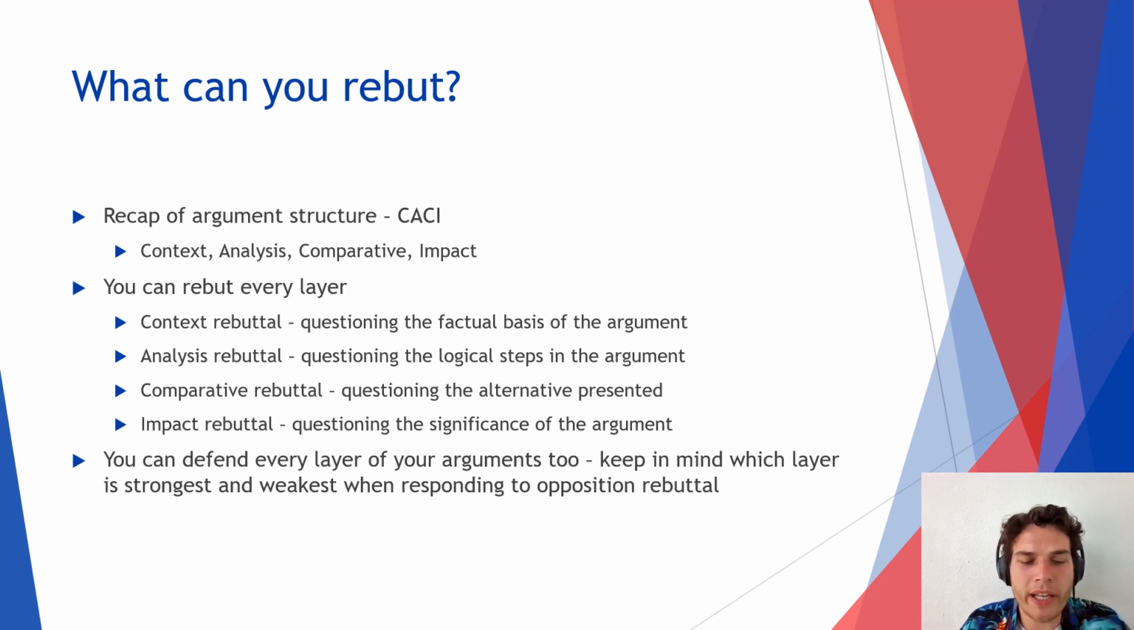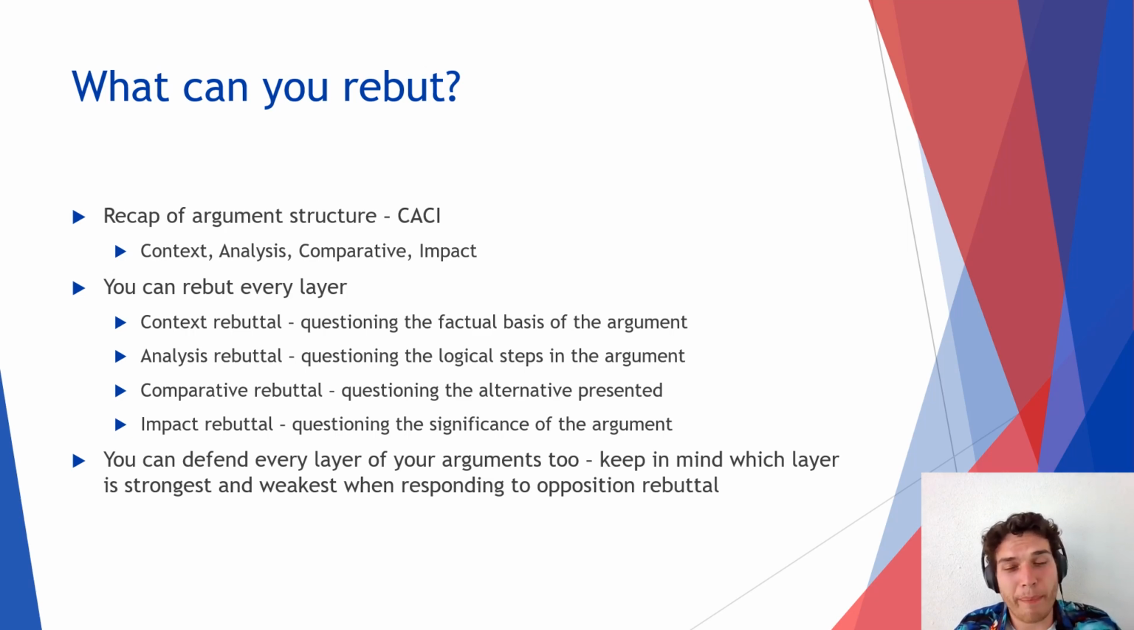You could rebut the context of an argument by questioning the factual basis of the argument. You could say that is an illogical or untrue problem, or that fact about the world you rely on is wrong for these reasons. You could target the analysis. You could question the logical steps in the argument itself. Has the logical relationship between the cause and the effect actually been illustrated, or are there some flaws here?